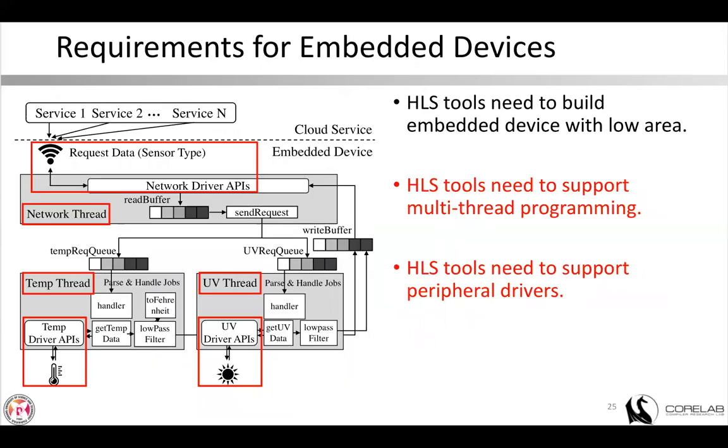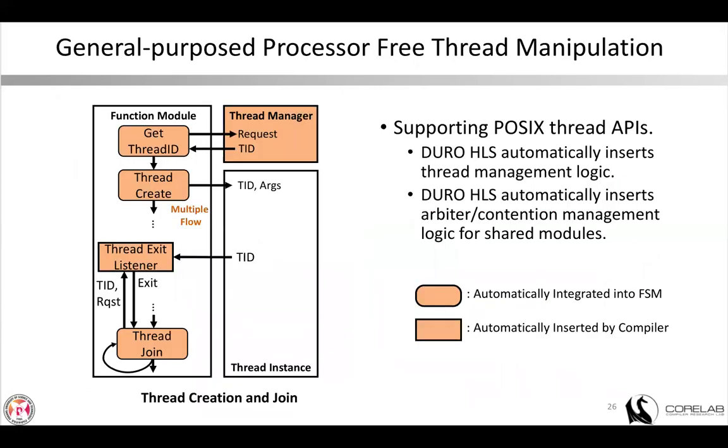First, let's look at how DuroHS supports thread management without a general purpose processor. Duro automatically generates FSM by inserting functions for thread management and automatically inserts the thread management modules. For example, in the case of thread creation, it receives a thread ID and executes a thread instance based on the ID. Unlike function call, it stays continuous without waiting for return.